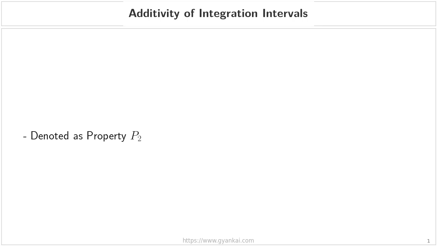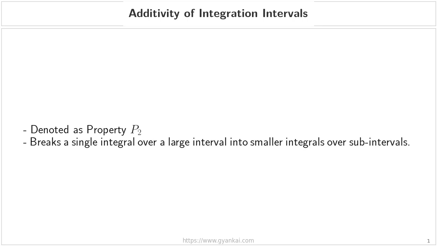Okay, so let's move on to a really useful property of definite integrals. This slide introduces what we call property P subscript 2. Think of it as a tool that allows us to simplify integration. Essentially, this property lets us take a single, potentially complicated integral, one that calculates the area under a curve from a starting point, A, to an ending point, B, and break it down into smaller, more manageable integrals. We do this by choosing an intermediate point, let's call it C, within that interval.